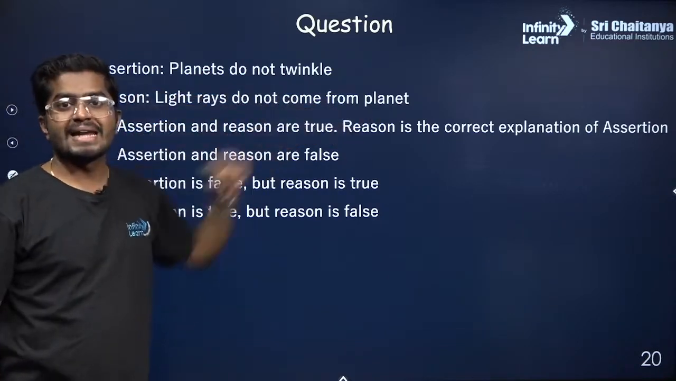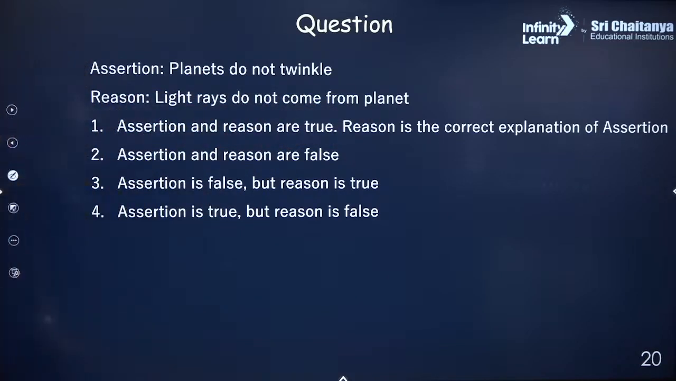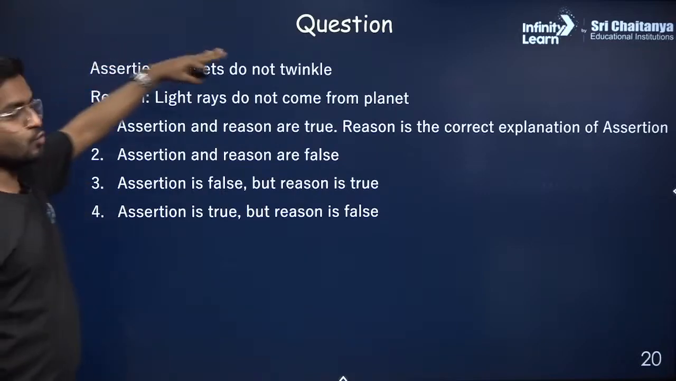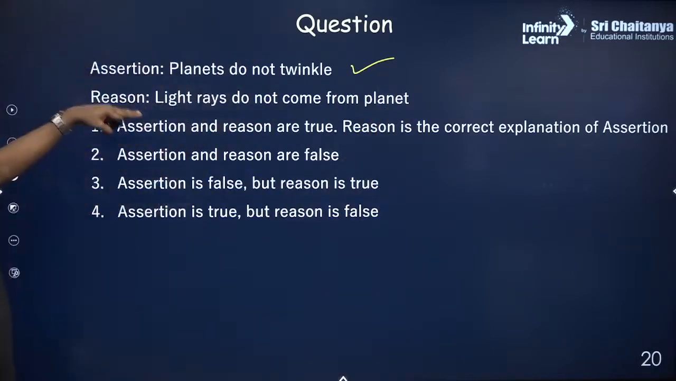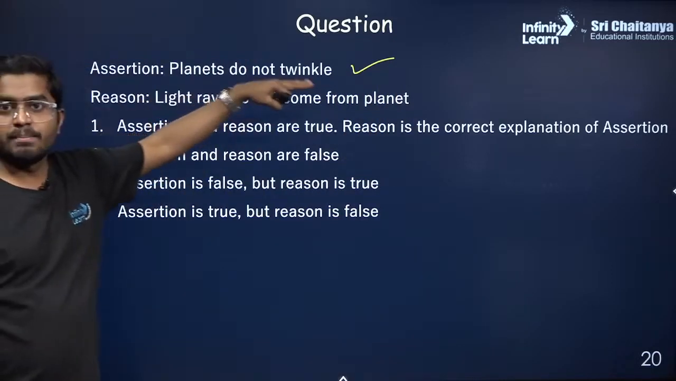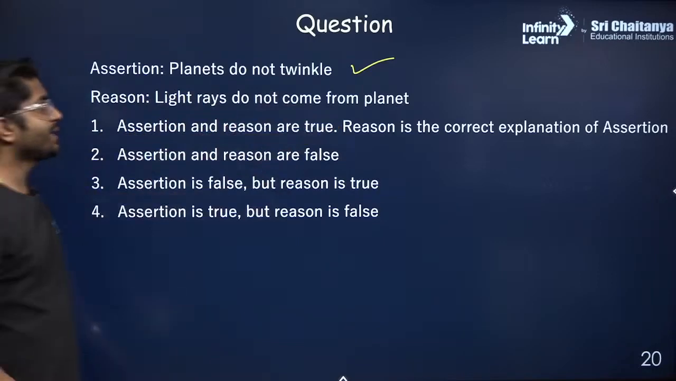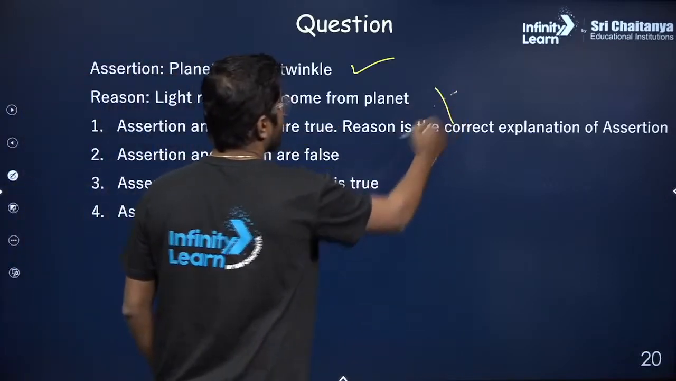So now, planets do not twinkle, that is the assertion, and the reason is light rays do not come from the planets. What do you think? Is the assertion correct? Planets do not twinkle. This is correct. Light rays do not come from the planet. This is not correct. This reason is wrong.